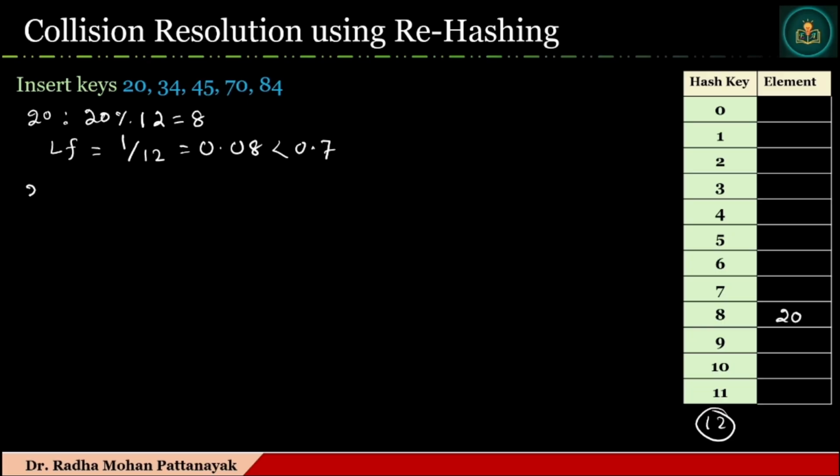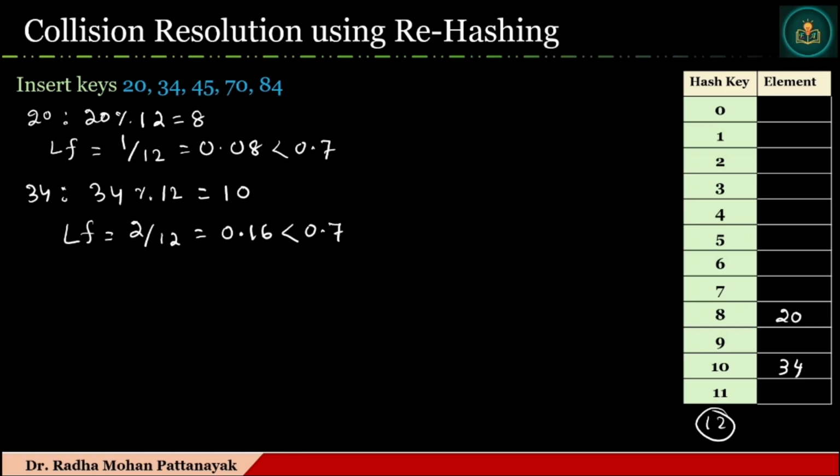Now we will insert 34. Find the address for 34. 34 modulus 12 equals 10. Then find the load factor. Load factor is 2 divided by 12. 2 divided by 12 equals 0.16, which is less than 0.7, right? So there is no problem. Insert 34 in the 10th address.